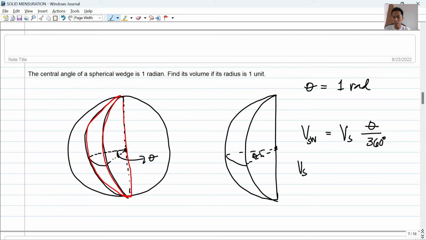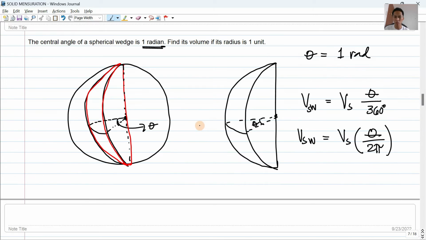Pero if your central angle is in radians, so that's the volume of the spherical wedge is equal to the volume of the sphere times, okay, theta over 2 pi. Okay, 2 pi yung ating one revolution. Okay, one complete angle. So, kung one complete angle yun, yung ating central angle, sphere na yun. So, dito, theta lang yung gamit natin. So, parang hati lang. Okay, hinati lang natin. So, in this case, we can actually compute for the volume easily.